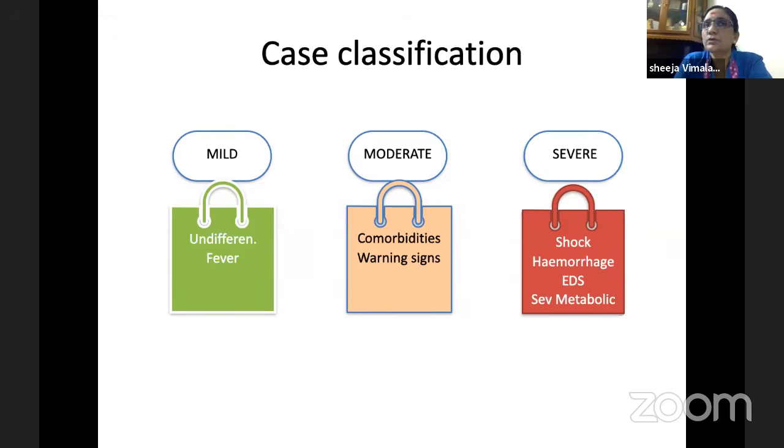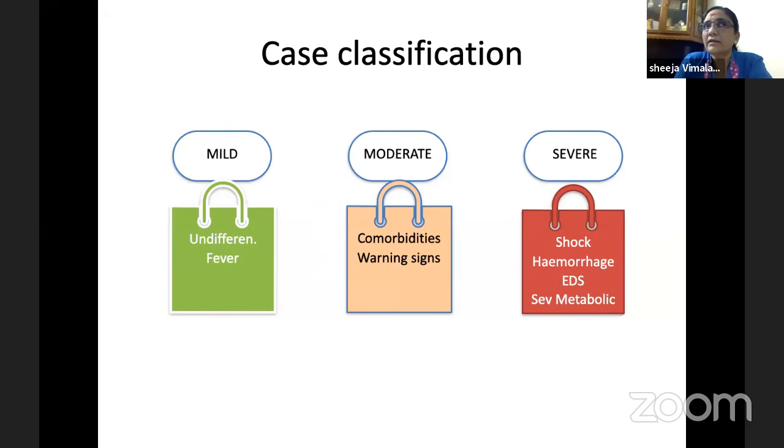Moderate dengue has two subclasses. That is a simple dengue happening in children with comorbidities, maybe a congenital heart disease or a liver disease or immunodeficiency. They are at higher risk for mortality, or dengue with warning signs. Both these together form the moderate dengue.